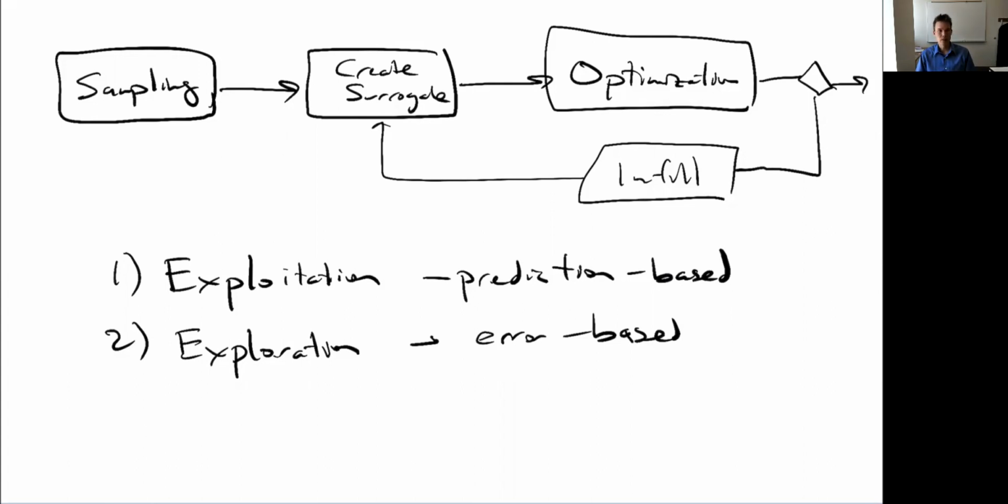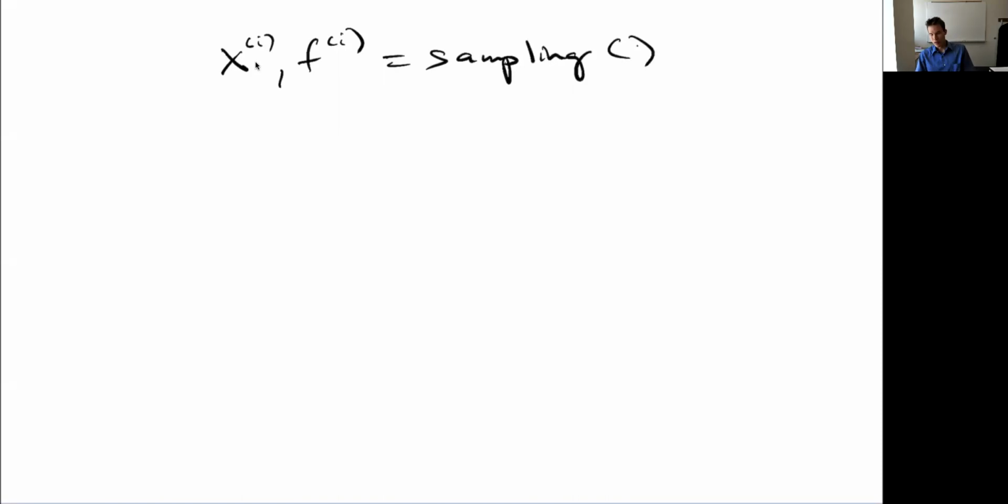Okay, so let's talk about the first, and this is fairly straightforward. Let me just write it as an algorithm. We'll start with sampling. I'm going to get a bunch of points. So here's my sampling function. It has some arguments, number of dimensions, and how many samples you want. But anyway, at the end of sampling, we have a bunch of points. And so then I'm going to create my surrogate. Let's just call it create surrogate. And these are the two steps we talked about last time, right?